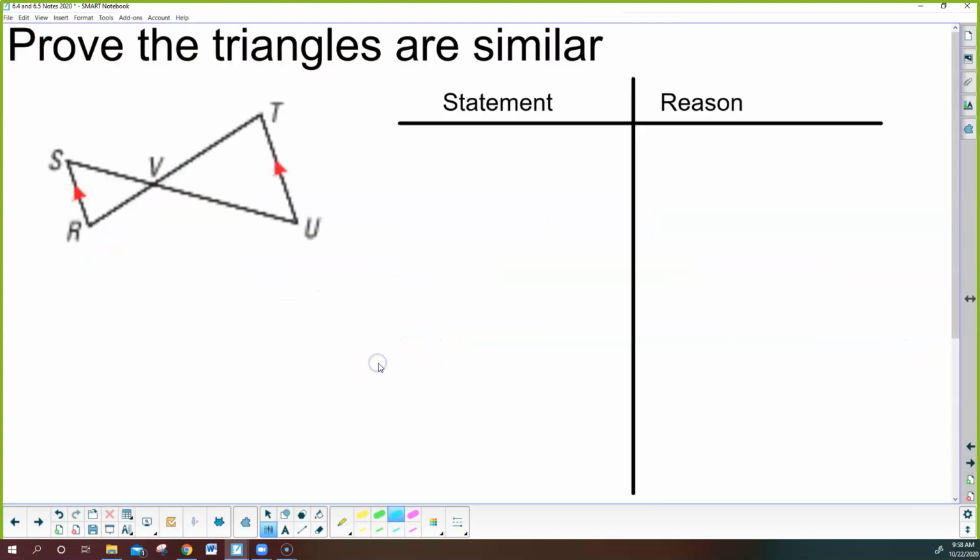All right, let's write this one together. So I'll give you a second, draw the picture, write the statement and reason, and then I want you to fill in the given. And if you feel like you can do this proof on your own right now, go ahead.